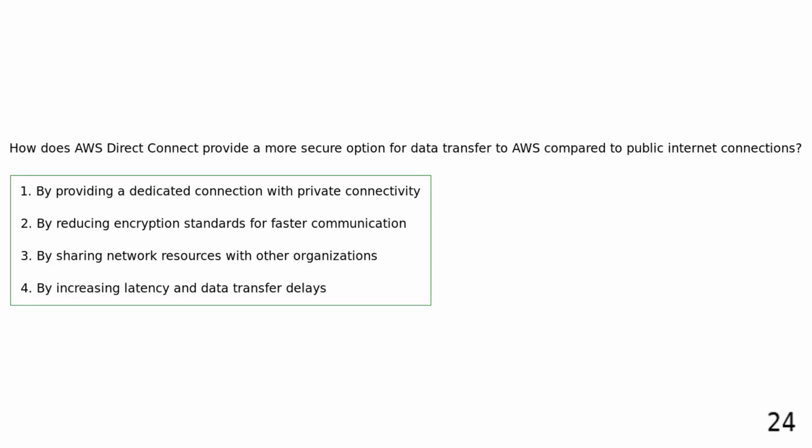How does AWS Direct Connect provide a more secure option for data transfer to AWS compared to public internet connections? By providing a dedicated connection with private connectivity. By reducing encryption standards for faster communication. By sharing network resources with other organizations. By increasing latency and data transfer delays.